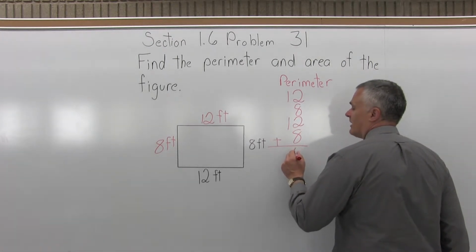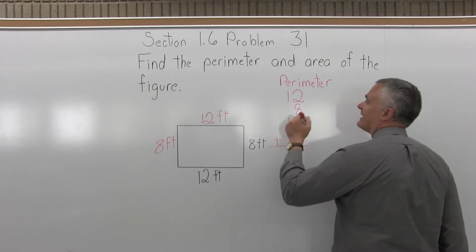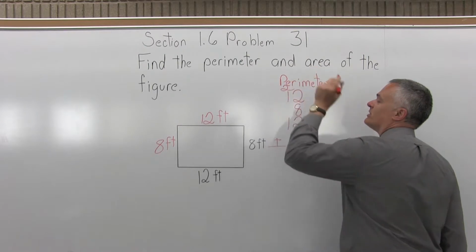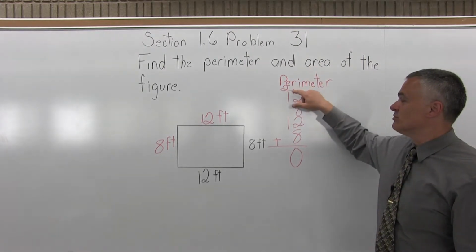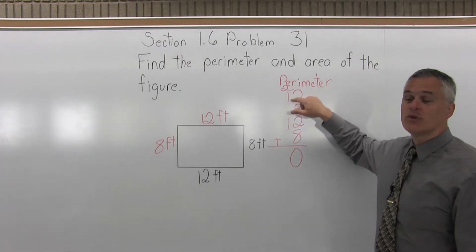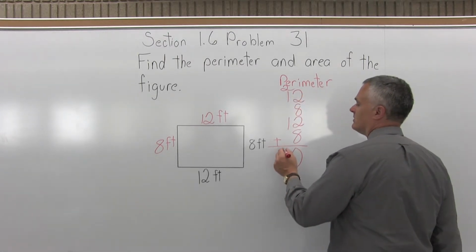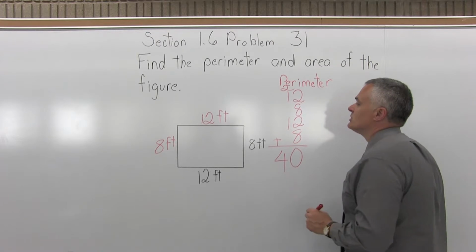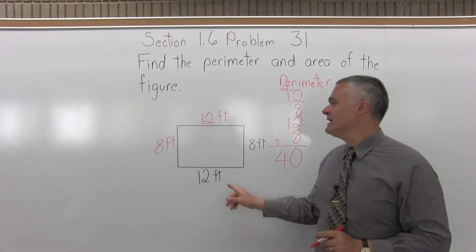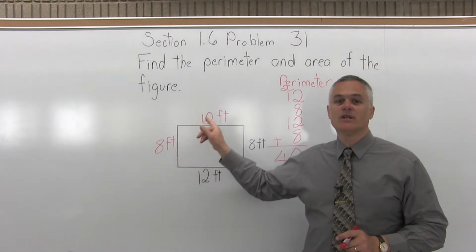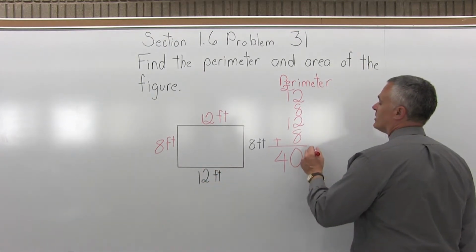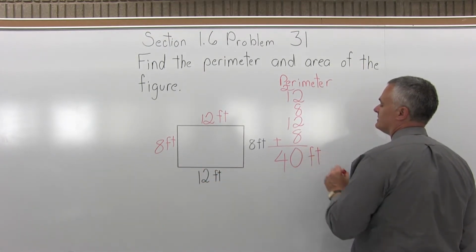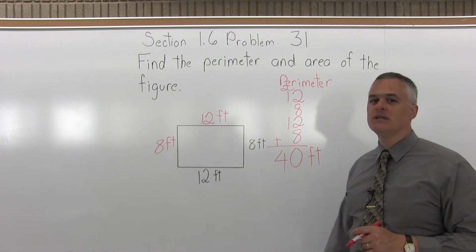So for 20, I write the 0 from the 20 and then carry the 2 from the 20 to the top of the next column. And then I add 2 plus 1 plus 1. So 2 plus 1 is 3, 3 plus 1 more is 4. So the perimeter is 40, and since some units of measure are given in the problem, I should include the same units of measure in the answer. The perimeter is 40 feet, which again is abbreviated FT.